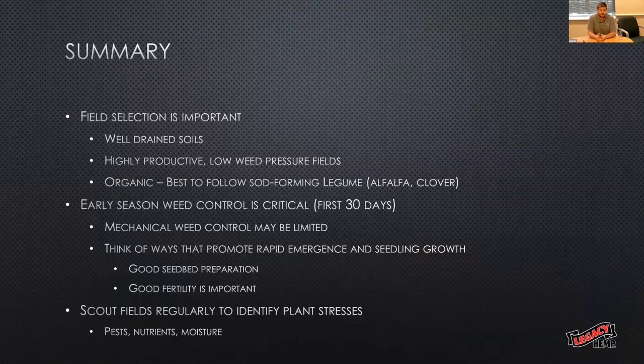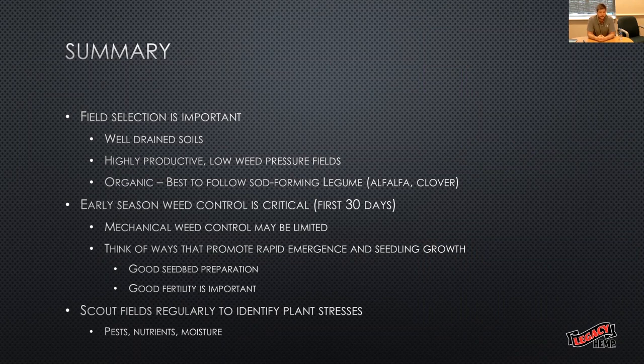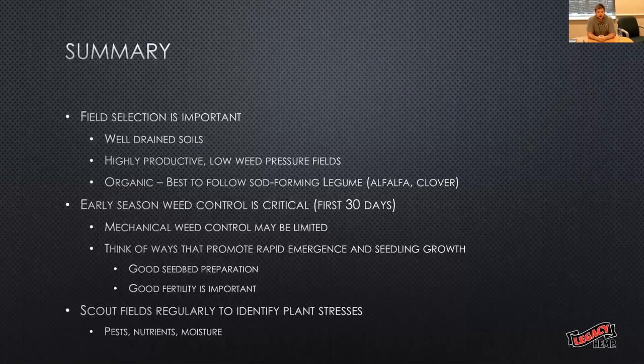So just to recap, as far as things to think about for planting this grain or fiber crop, in my opinion field selection is one of the most important factors out of your entire operation. This will determine how successful you are based on whether you choose the right fields or not. Again, we want well-drained soils, our most productive soil fields that have the least amount of weed pressure, and specific to organic, we need to consider following alfalfa or clover as opposed to corn or soybeans. Early season weed control will be critical. Those first 30 days are going to be essential.